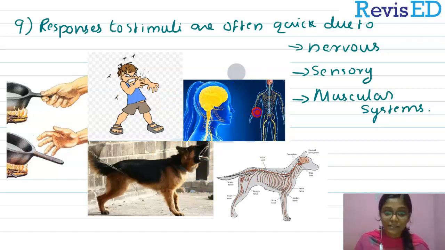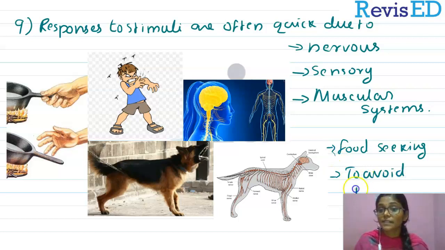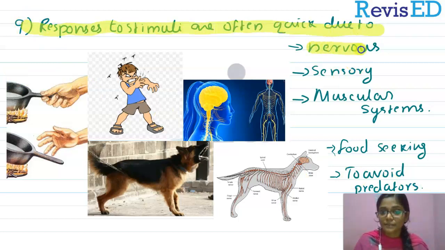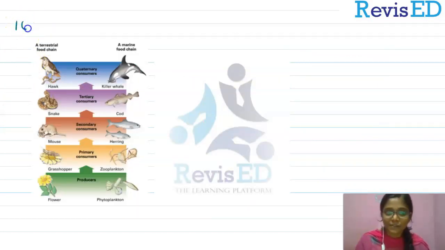As you can see the pictures, you are very well clear with the examples, right? Dogs are very vigilant. They can sense a minute sound or minute stimulus, and when we touch hot objects, we have a tendency to drag our hands back, right? So not only responses, these three systems help us in food seeking, and also for some organisms they help in avoiding predators. So the ninth point is very important. Responses to stimuli are often very quick due to well developed nervous, sensory and muscular systems.